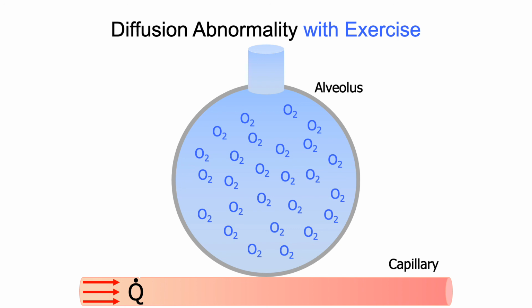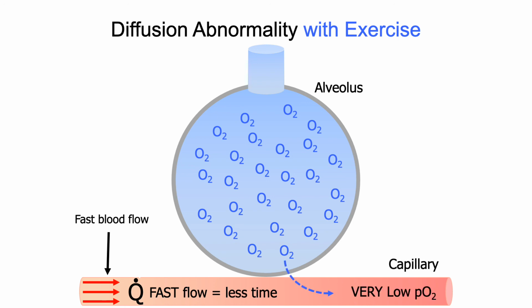If we add exercise to this image, the blood flow is going to be very fast. And as a result of faster blood flow, there will be less time available for the hemoglobin molecules to be exposed to the oxygen. And as a result, the oxygen levels in the blood will be even lower during periods of exercise because of the reduced time available for diffusion.